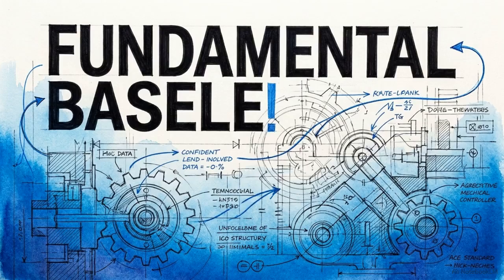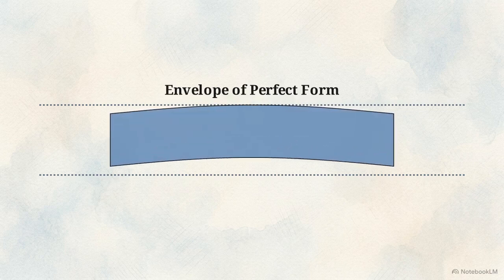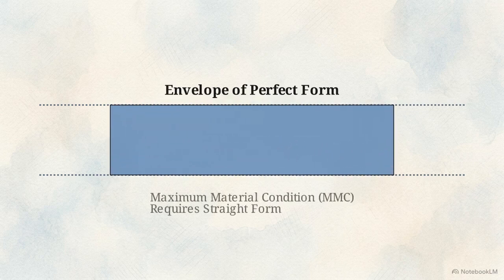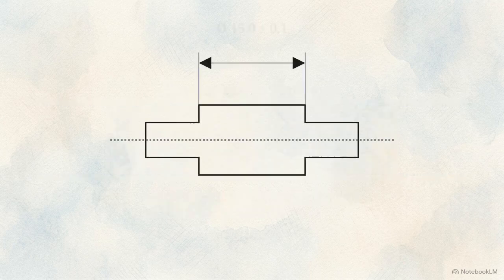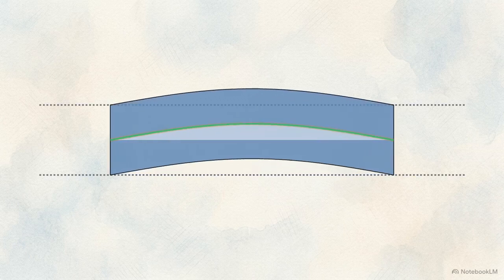Standard engineering drawings are governed by rule number 1, the envelope principle. This rule dictates that if a part is produced at its maximum material condition, its thickest allowable size, it must default to having perfectly straight form. Applying an explicit axis straightness callout introduces a deliberate exception. It overrides rule number 1, legally allowing the part's central axis to bend beyond that standard envelope of perfect form.